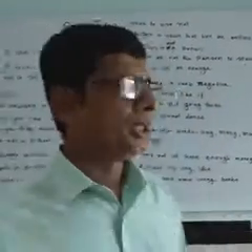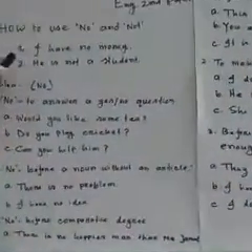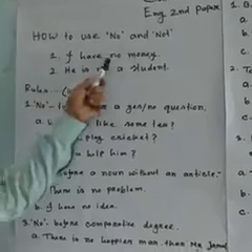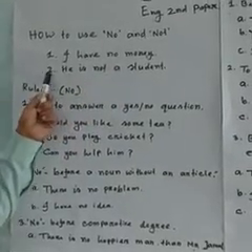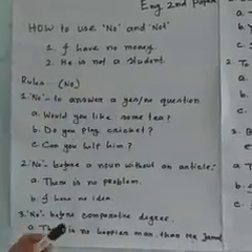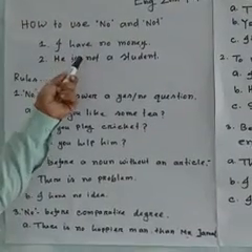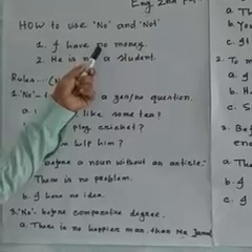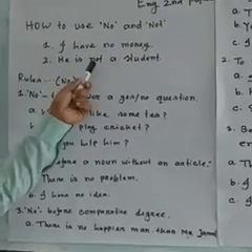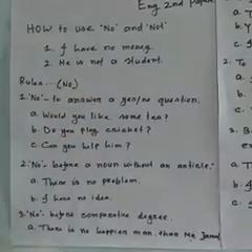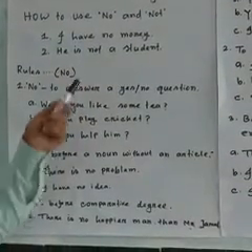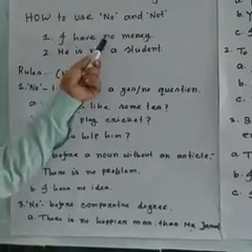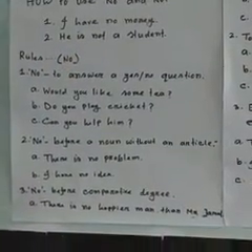Okay, students, at first look at the sentences here. Sentence number 1, I have no money. And sentence number 2, he is not a student. Both the sentences are negative, but in one sentence we have used no, and in another sentence not. But why? I think after my discussion you will be able to answer why no and not have been used in these two sentences.